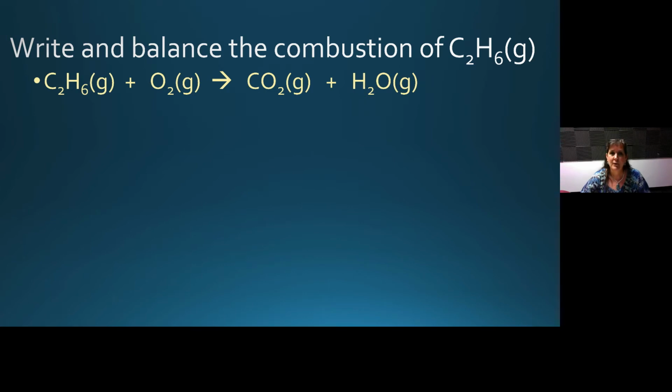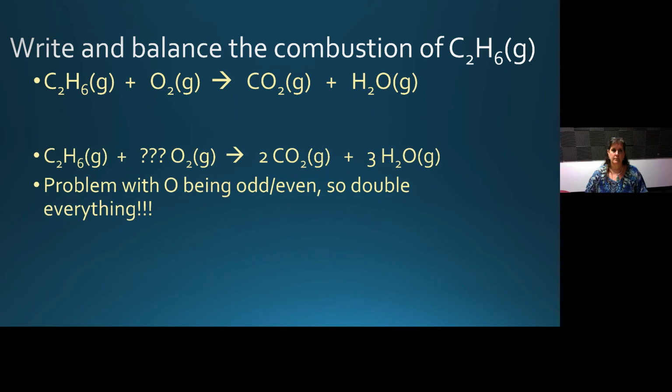So we get stuck. So what are we going to do when we have an odd number of oxygens, but O2 is an even number? Well, we're going to double everything. So again, the problem is the oxygen being odd and even on the two different sides, so double everything.